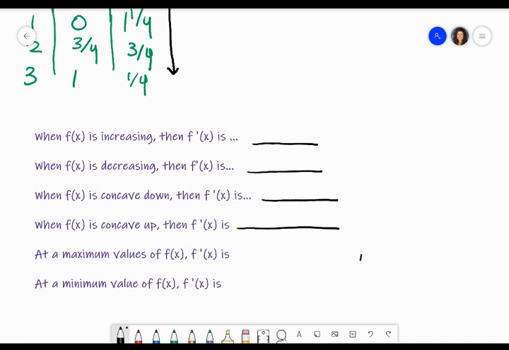At a maximum value, so like a graph like this, or a graph like this, what did you notice about the derivative? Well, the derivative was either 0 or does not exist. And how was the derivative changing? In other words, what was the sign of the derivative changing from?